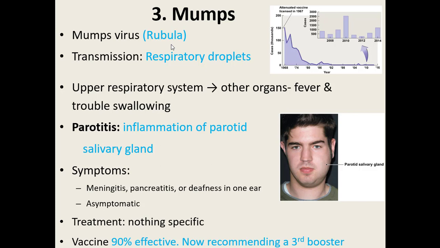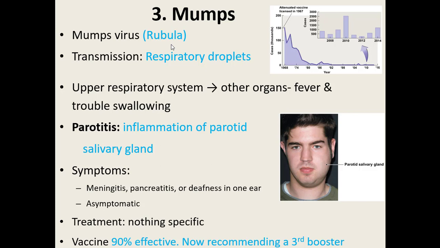Now, treatment, nothing specific. Most recover on their own and even have long-lasting immunity, but we do have a vaccine. It's in the MMR vaccine, it's the second M. It's measles, mumps, and rubella. Now, the vaccine is approximately 90% effective. So even if you get vaccinated, you still have a 10% chance of picking it up.